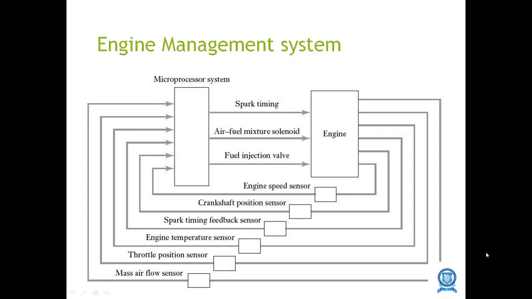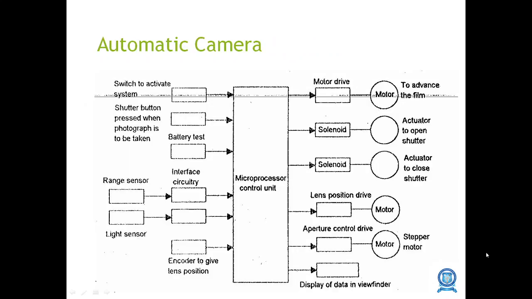Crankshaft position sensor senses the signal. Spark timing feedback sensor senses the signal. Engine temperature sensor senses the temperature. Throttle position sensor senses the position of the throttle, and mass flow sensor senses the mass flow rate in the engine. And all the feedbacks are sent to the microprocessor system, which is a closed loop system. So these are some of the examples of closed loop systems, which are accurate and values can be taken precisely.